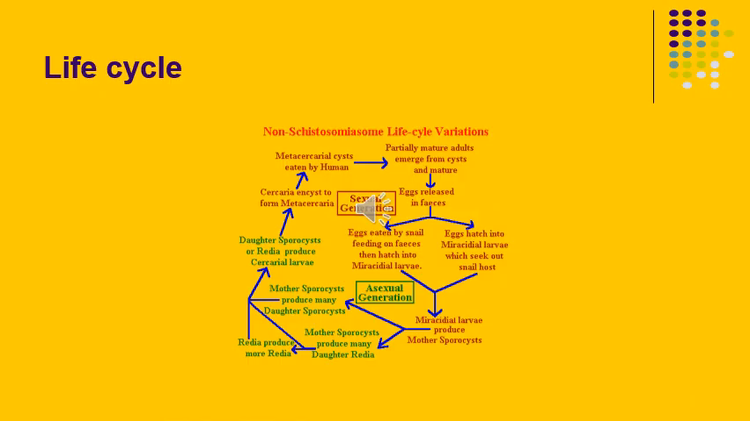It means that after these two ways, the daughter sporocyst or redia produces cercaria larvae. And these cercariae will go to the water plant and encyst on them, which we call the metacercaria. And the life cycle will continue.